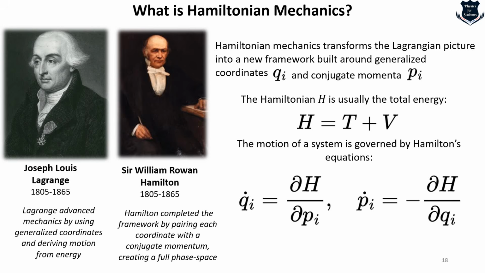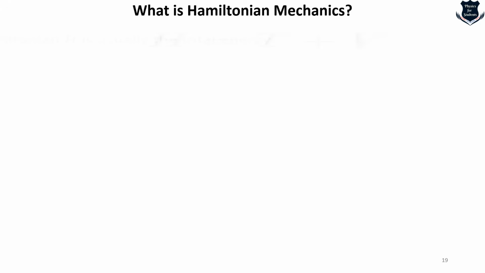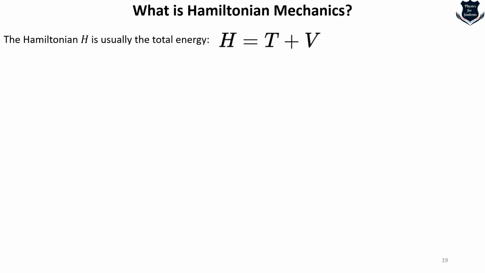This is the Hamiltonian, and this is the motion of a system. Now the question is, what is the meaning of these partial differential equations that you see at the bottom right hand corner of your screen? Now, as we can see, both Lagrangian and Hamiltonian deal with what is called the total energy. So the motion of a system is governed by Hamilton's equations.